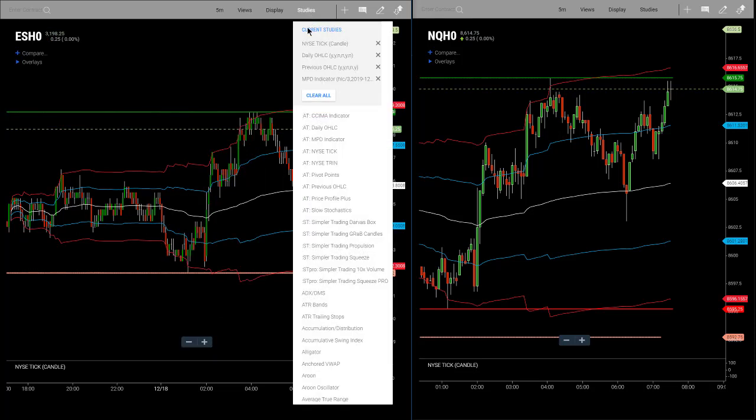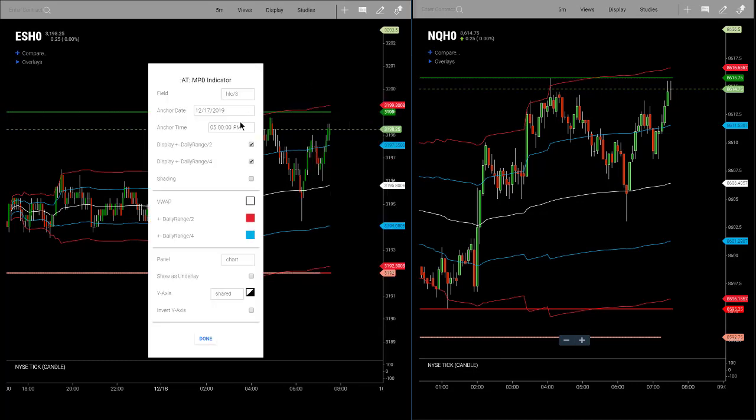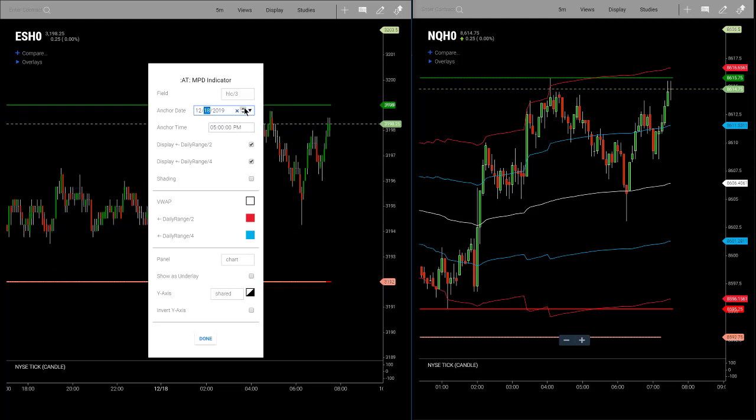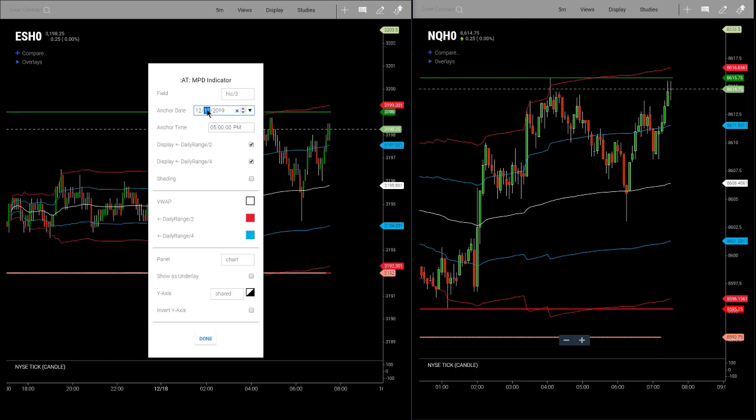And then for the MPD indicator, what I do here is I use the anchor date of the prior night at 5 p.m. Central. So I update this manually every day. I just go in here and push this arrow up or down like that. So you just put it to whatever the previous day's date is. And then the anchor time would be your local time for when the open was. So for Central Time, it's 5 p.m. If you're in Eastern Time, it'd be 6 p.m. If you're in Mountain Time, it's 4. If you're Pacific, it's 3.